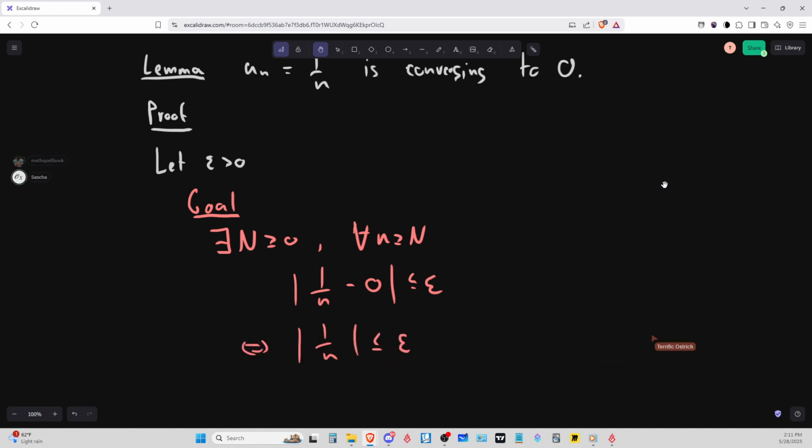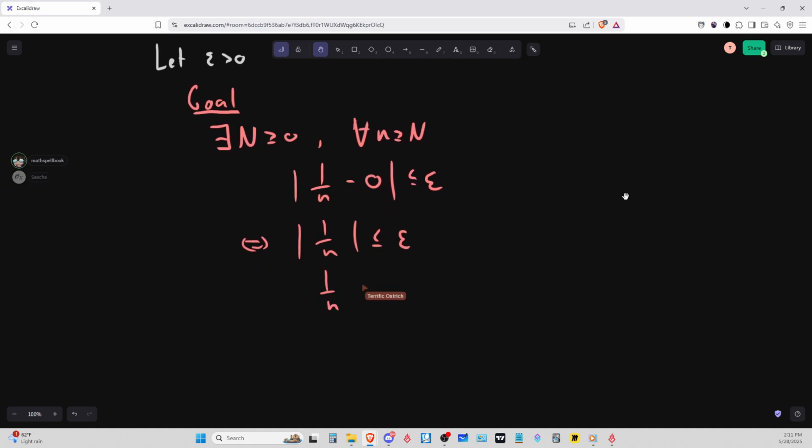And we can even do it a bit better because we know that 1 over n is always positive, right? Therefore, we just have to show that 1 over n is less than or equal to epsilon. Because this quantity is already positive, so the absolute value will do nothing.